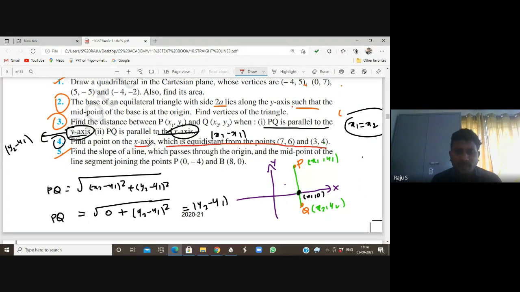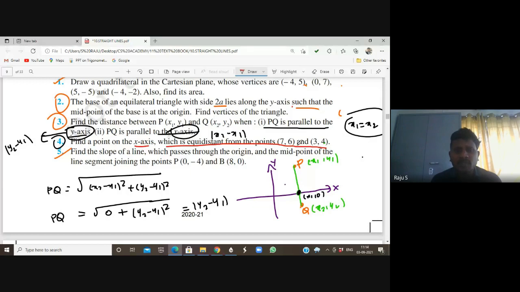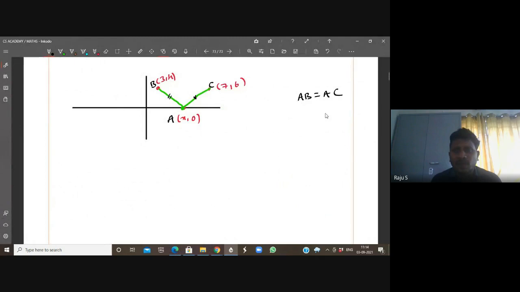Find the point on the x-axis. On the x-axis, the y value is 0, so I'm taking that point as x comma 0. Then it is equidistant from these 2 points, right? Equidistant. So it's very simple: AB is equal to AC. Now, what is the distance formula?